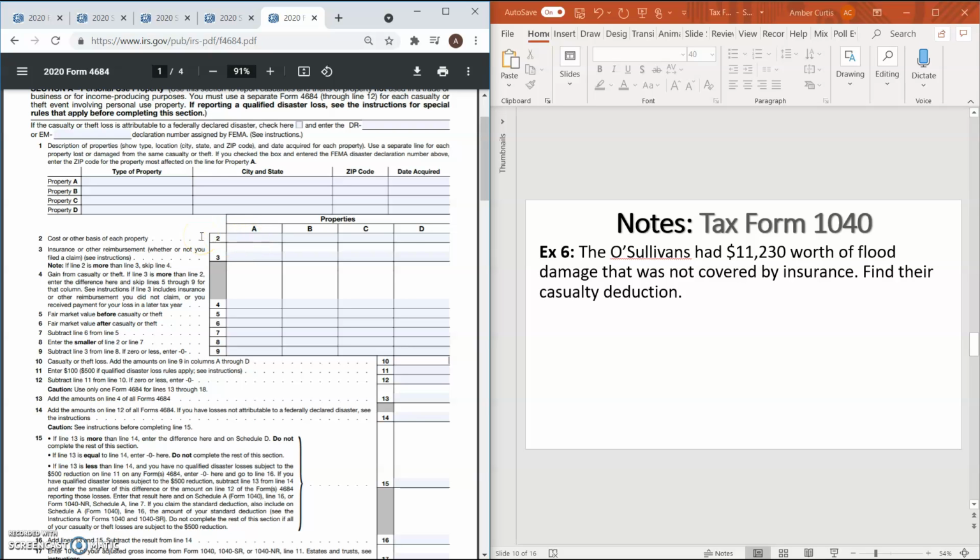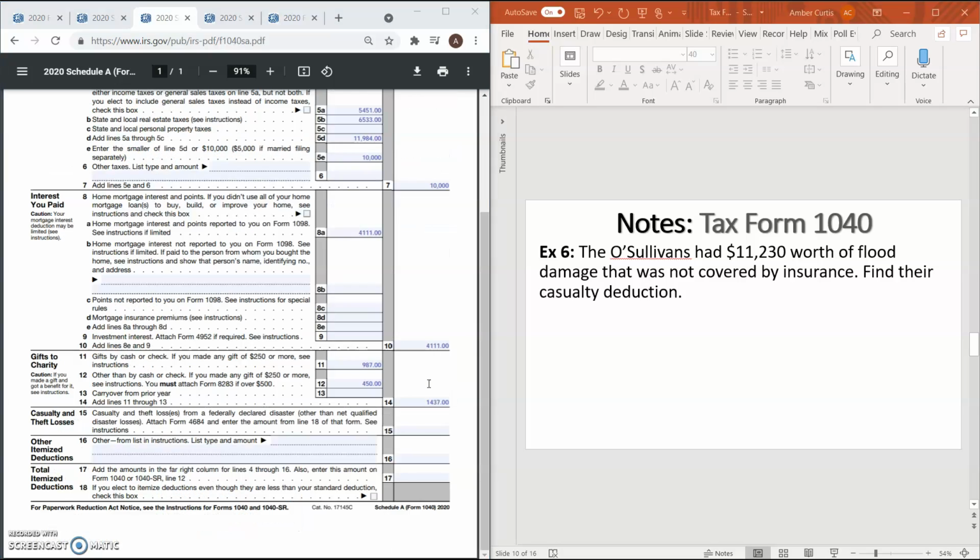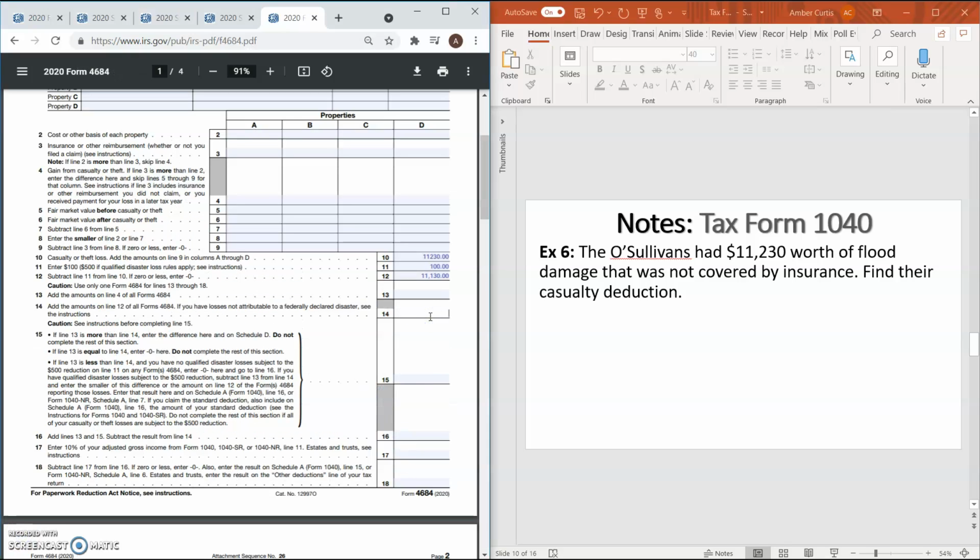So we're going to start at line 10, and we see that the loss that they had was $11,230. Now, on line 11, it says enter $100. And then on line 12, we're going to subtract 11 from 10. So that will take that $11,230 down to $11,130. All right, so we're going to just transfer this amount down to line 14 because 13 doesn't apply.